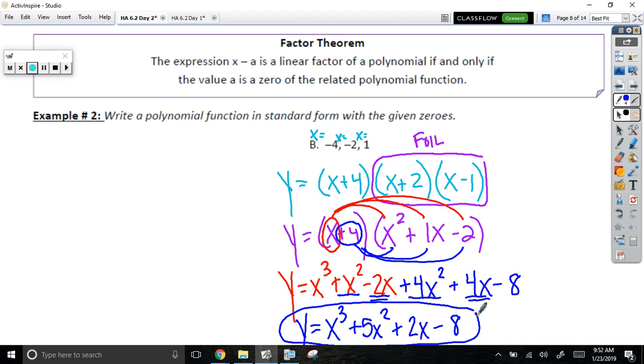Again, double check that it's cubic. Therefore, we should have 3 zeros. And if you've got time on your test, you would want to click on your y equals button and check that it goes through at negative 4, negative 2, 1. Now on the back, we're going to see instances where you may get the same 0 twice. And that's going to be called a multiple 0.